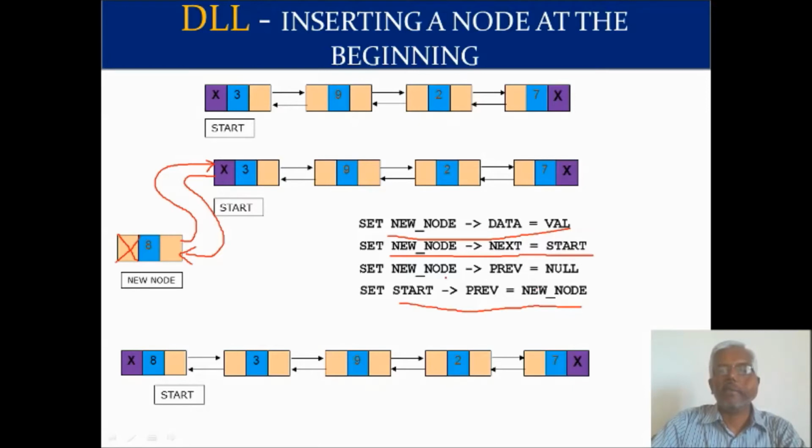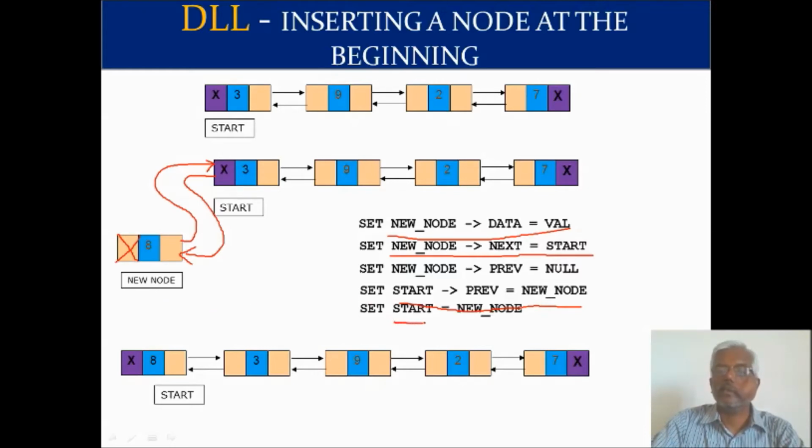Now after we did all these things, the new node is inserted as the first node of the existing doubly linked list. But is our task over? No, because the first node should always be named as start. So for that, what is the statement we can write? Start is equal to new node.